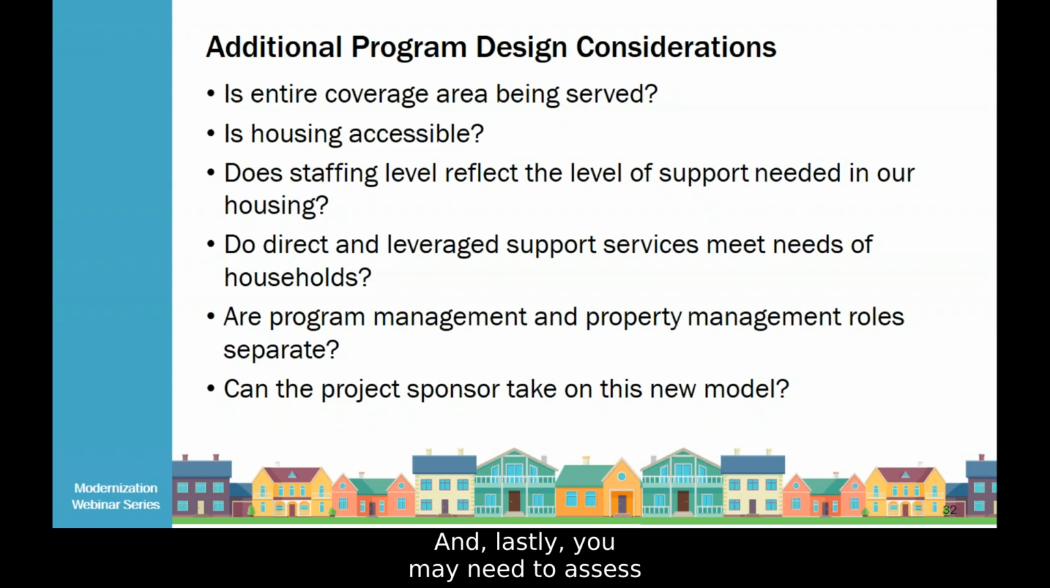And lastly, you may need to assess the capacity of your project sponsors to take on more work or this new program design. Do those project sponsors have the staff, the funding to successfully carry out the new program in the best way possible? You may want to look in your community for perhaps some non-HIV specific providers who are already running similar housing models and might be willing to take on this new population that might be new to them, or create partnerships between them and some of the HIV providers.